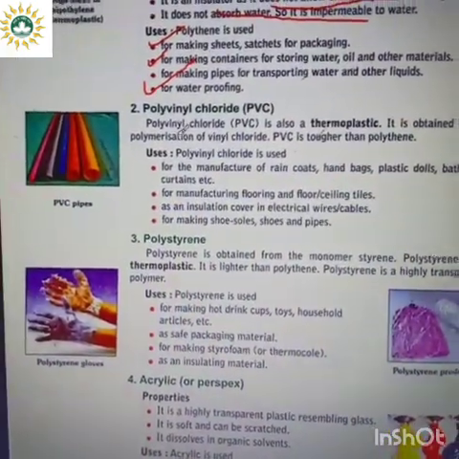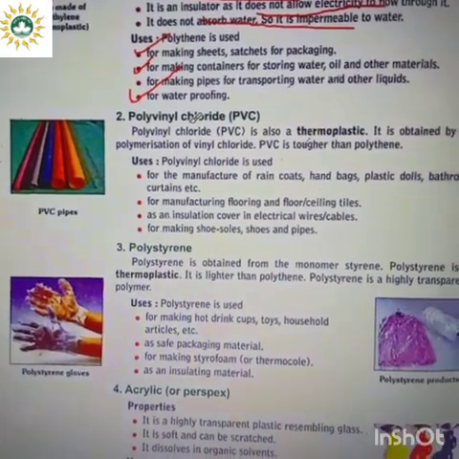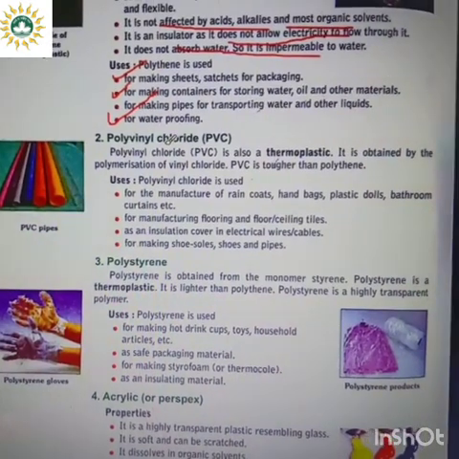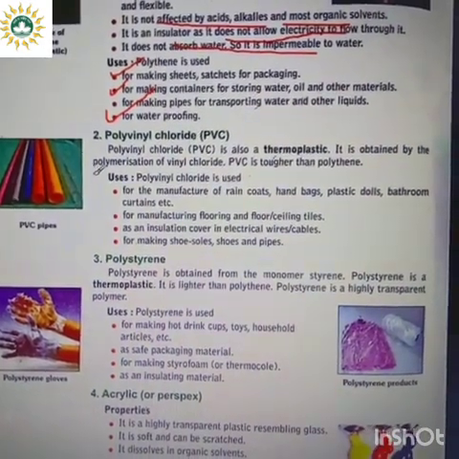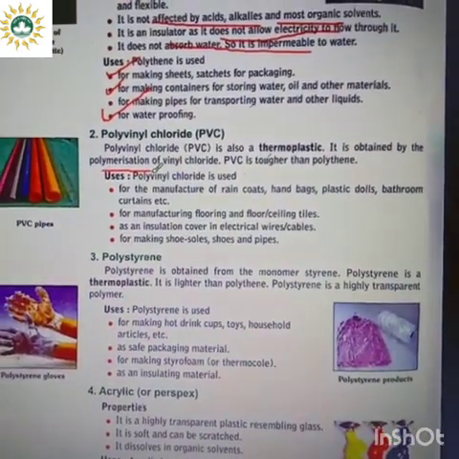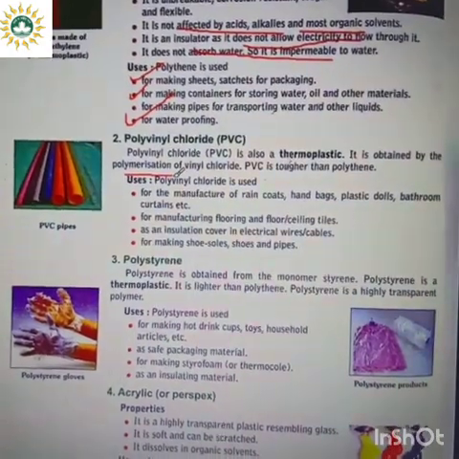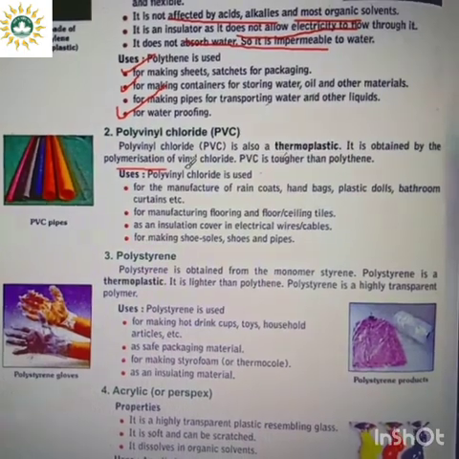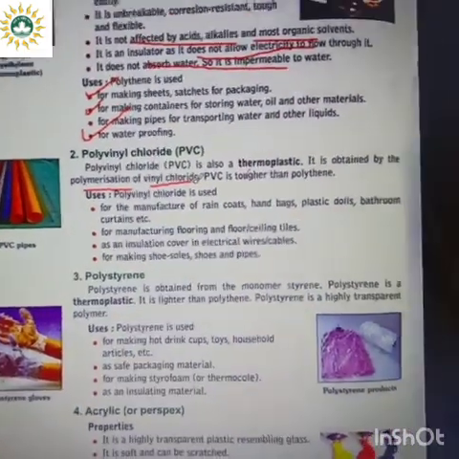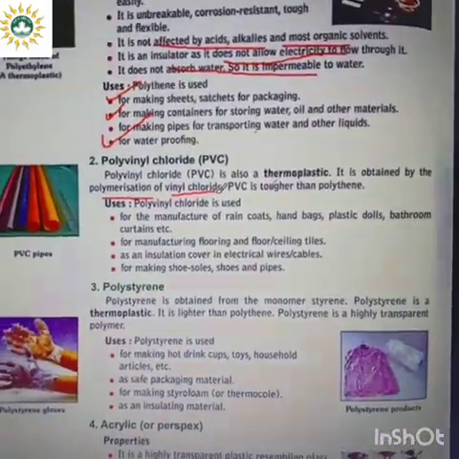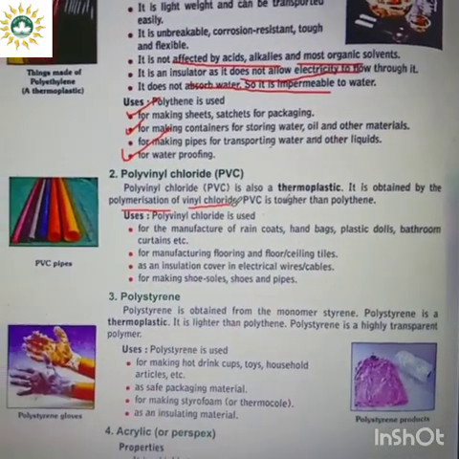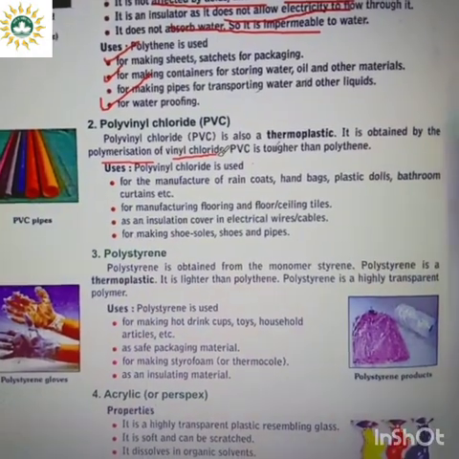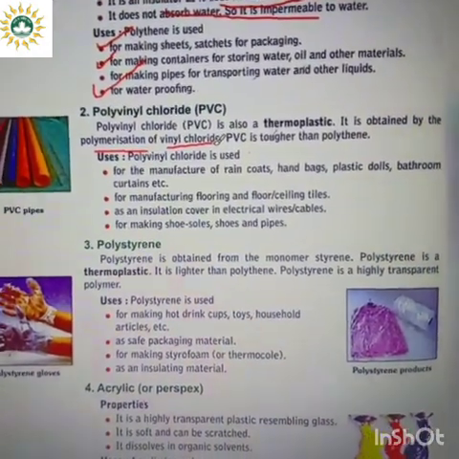Next we'll come to polyvinyl chloride. So what is polyvinyl chloride? That is PVC. It is also a thermoplastic and it is basically obtained by polymerization. What do we mean by polymerization? That is long subunits or long unit chain formation of vinyl chloride. So vinyl chloride is a compound which, when it polymerizes, that is, forms a chain-like structure, then polyvinyl chloride is obtained from it.